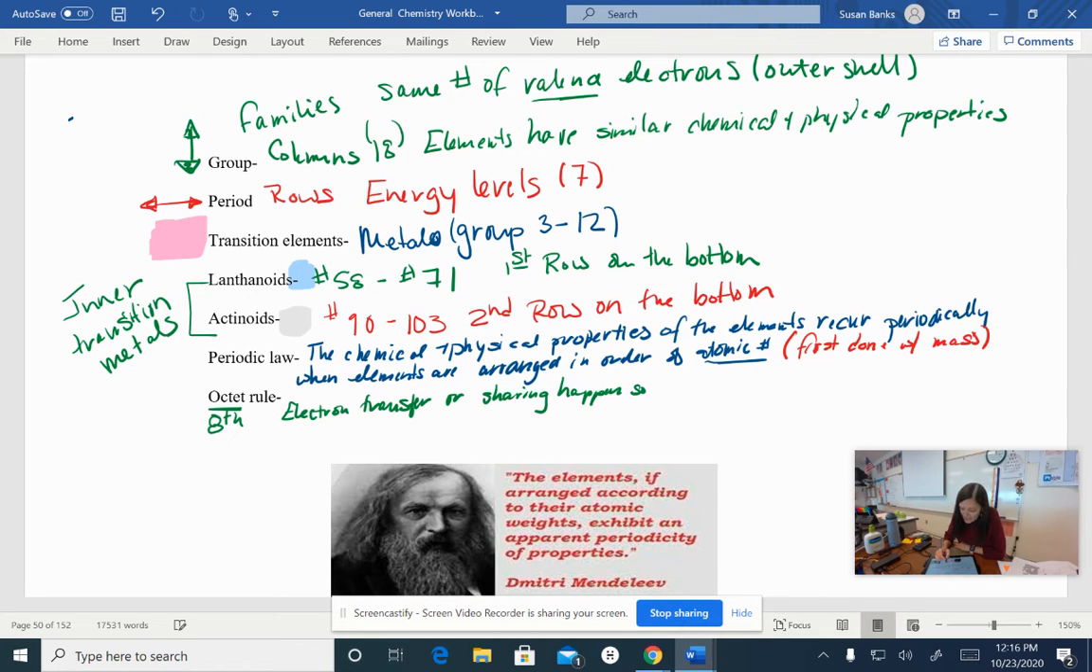So an atom can acquire an octet or 8 electrons in its valence shell. And remember, valence just means outer. So we're looking at the outermost shell of electrons on the atom, okay?